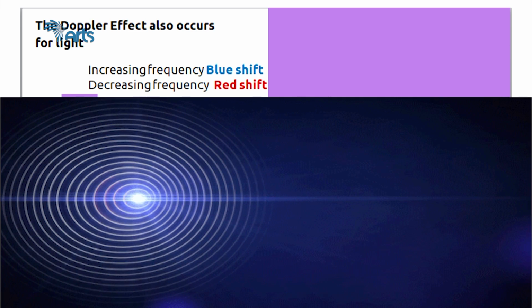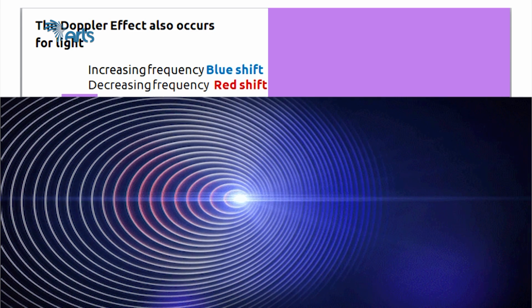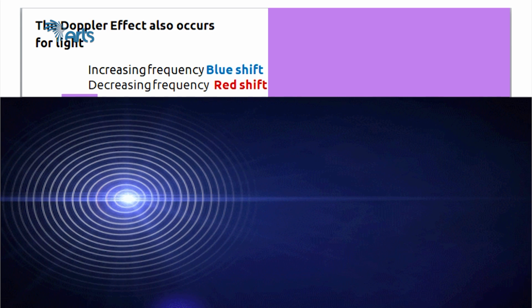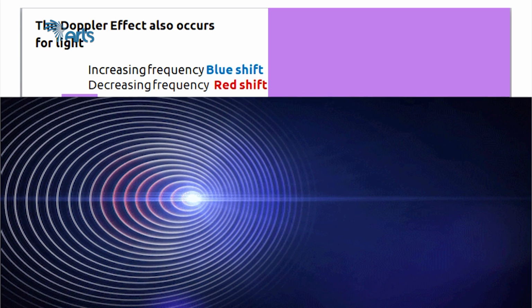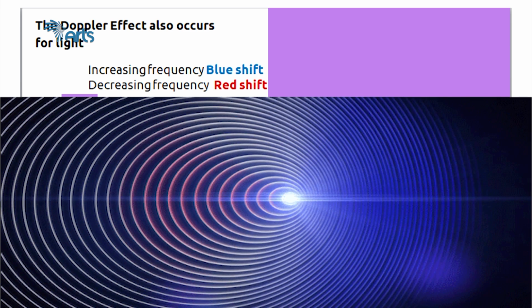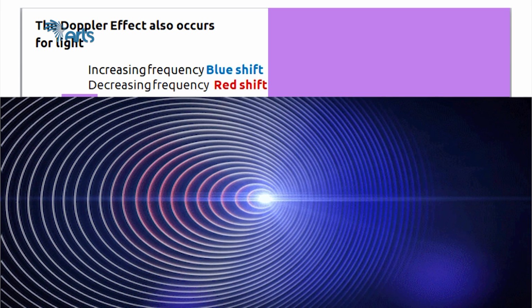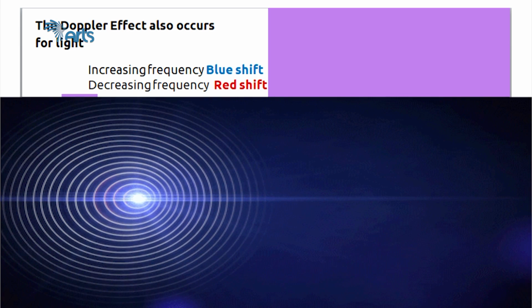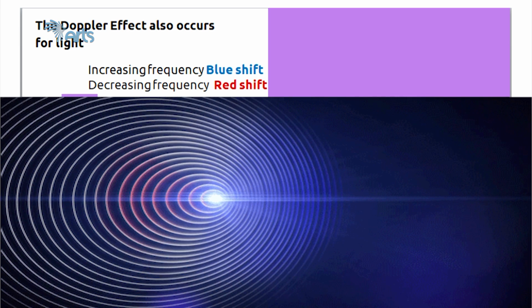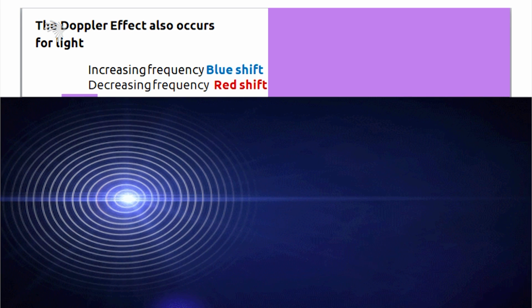The Doppler effect also occurs for light. When a light source approaches, there is an increase in the measured frequency, and when it recedes, there is a decrease in frequency. Increasing frequency is called blue shift because the increase is towards the high frequency or blue end of the spectrum. Decreasing frequency is called red shift, referring to the low frequency or red end of the color spectrum. Distant galaxies show a red shift in their light. A measurement of this shift enables astronomers to calculate their speed of recession.